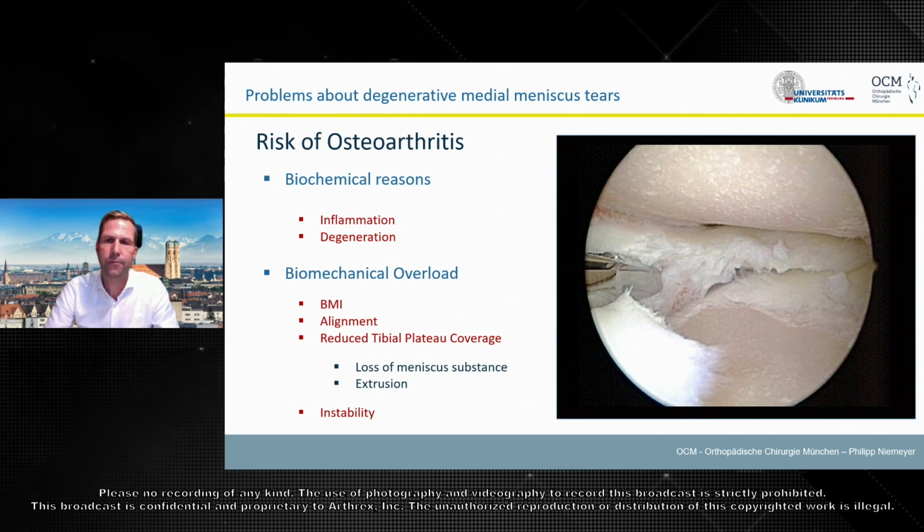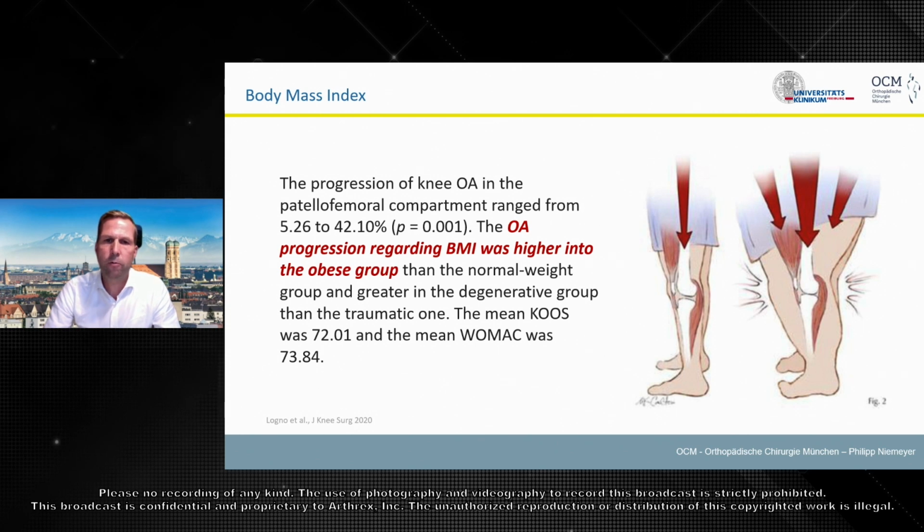And that's what causes this risk of osteoarthritis with these degenerative lesions on the one hand, and on the other hand it is definitely biomechanical overload after these degenerative tears of the medial meniscus. And this biomechanical overload is on the one hand caused by increased body mass index. Everybody here is aware that there are many studies out there that demonstrate the efficacy of weight loss and diets in progression of osteoarthritis, but also in pain relief in patients with existent osteoarthritis. This is definitely something you should be aware of when talking about these degenerative lesions.